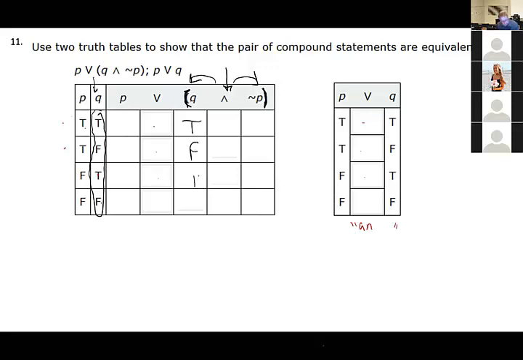false, true, false. Then when I get over here on the right side, I've got to have the negation of P. So I don't want to copy down P. I want to copy down the negation. I want to get the not P. So instead of being true, true, false, false, it becomes false, false, true, true. So are you with me so far? Yes, sir.